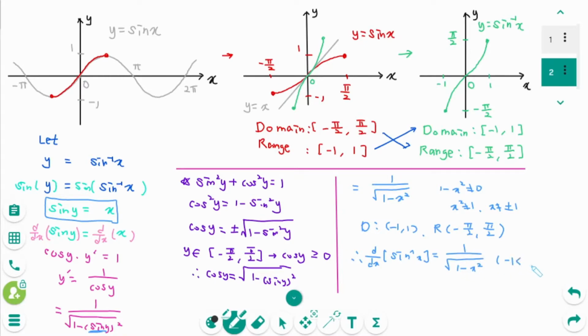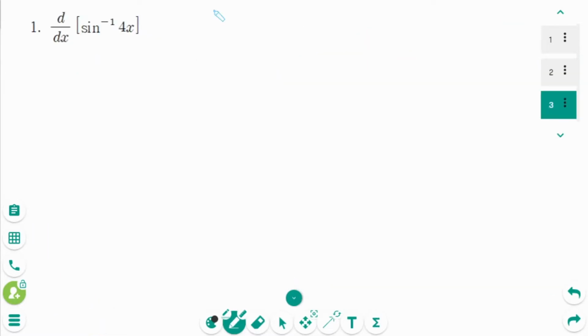Then x is greater than minus 1 and less than 1. Now we know d dx of arc sine of x equals 1 over square root of 1 minus x squared. Remember when you learn the chain rule, everything is the same. The only difference is that it uses the inverse sine function.